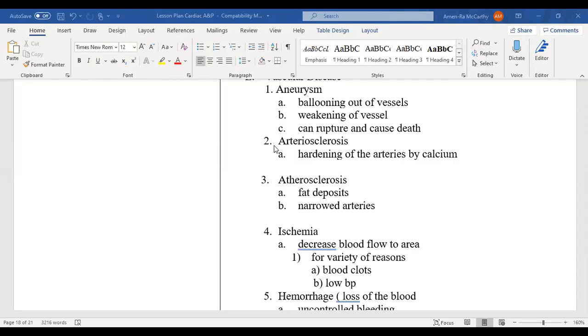Number 3 is atherosclerosis. Athero is the buildup of fat deposits in the artery. You have fat deposits in the artery, right? That's atherosclerosis. So an example of atherosclerosis would look like this. Say this is a cross section of the artery, right? This is looking inside of the artery, okay? Well, this should be all blood coming out of the artery, right?